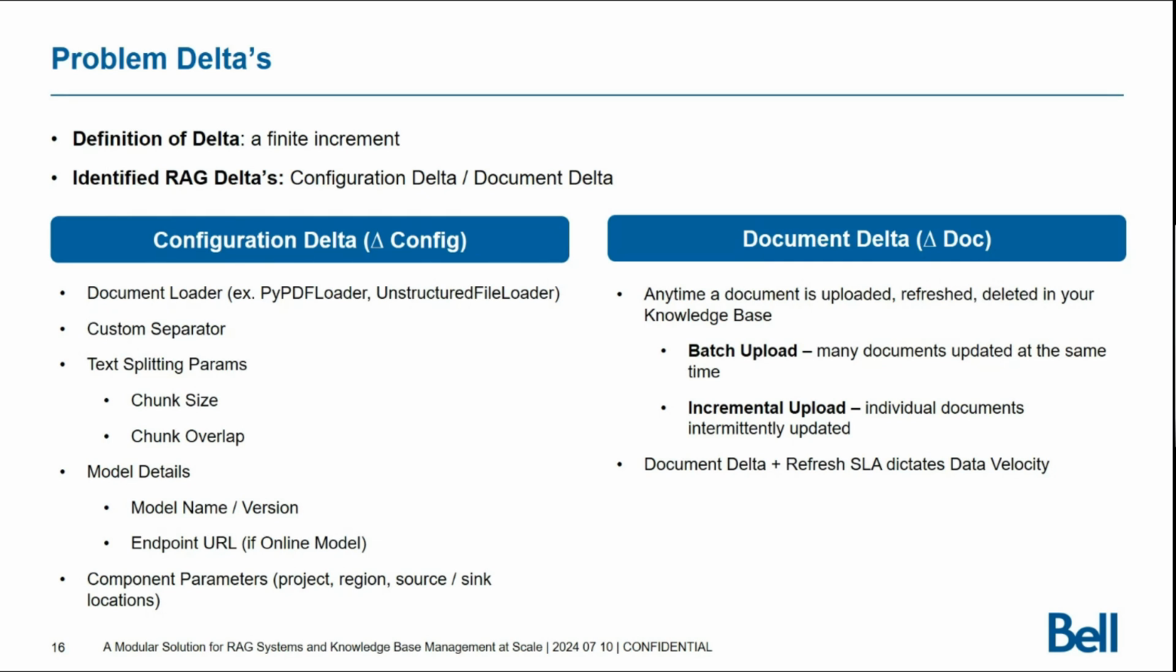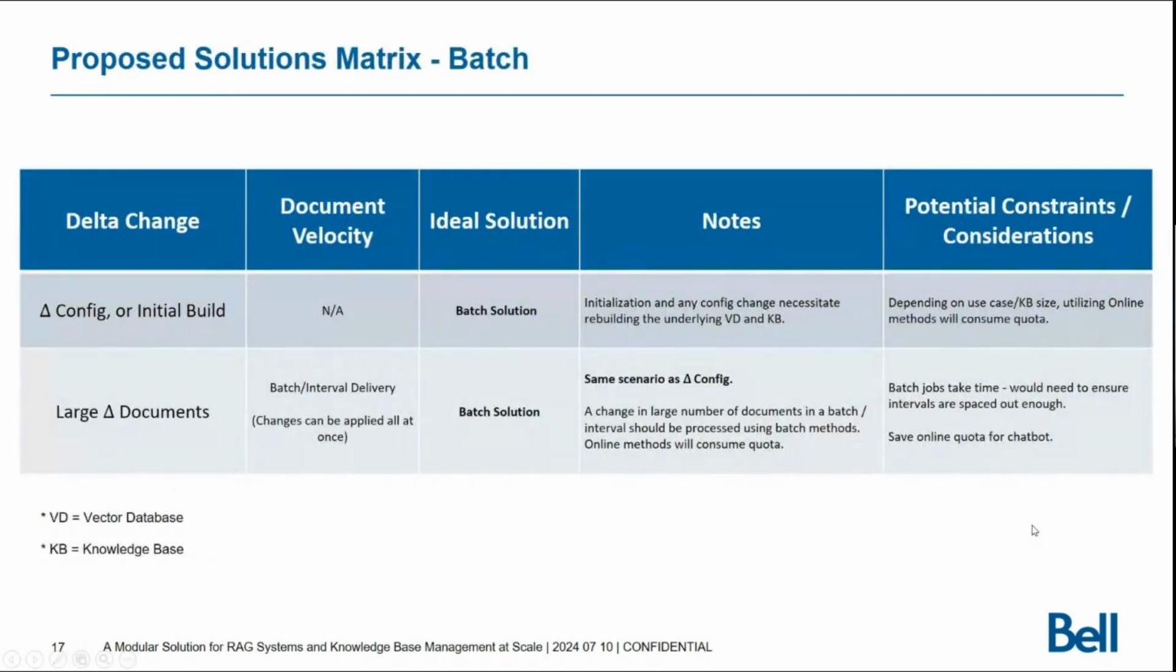So all this is great. We've, I would say, framed and defined the problem. So what do we do with all this information? We can start cooking up solutions or combinations of solutions which best accompany all of the problem deltas, constraints, and SLAs, which again takes us to the solution matrix that Lyndon showed here. So starting with, if you have any change in your configuration, or you have a large change in documents, they both warrant a batch solution.